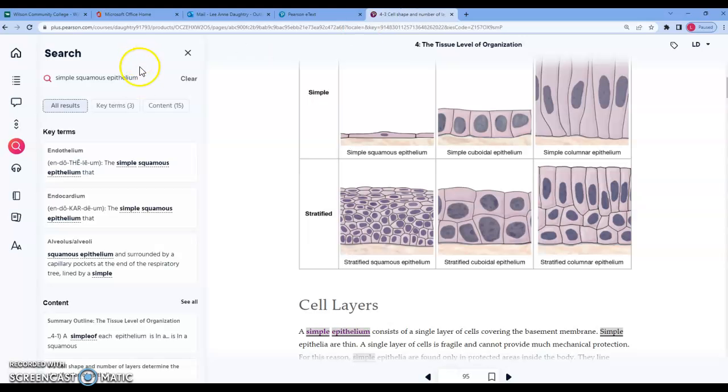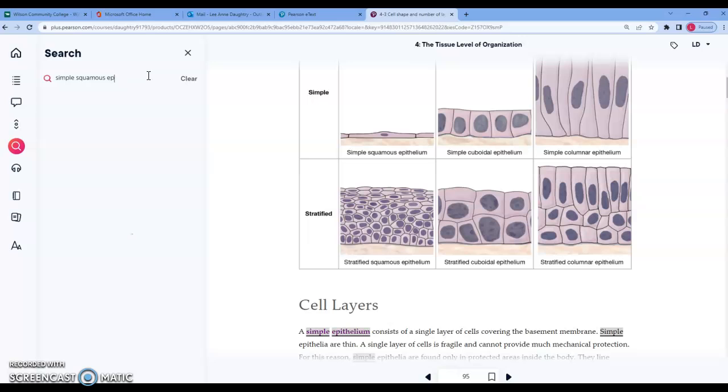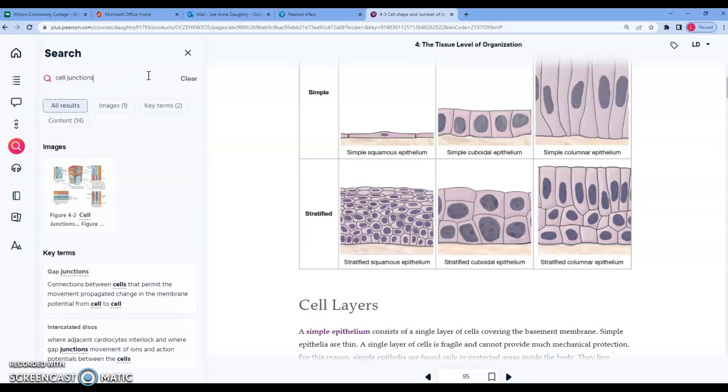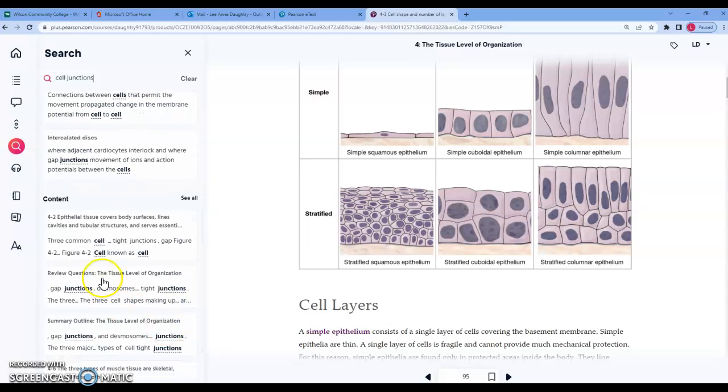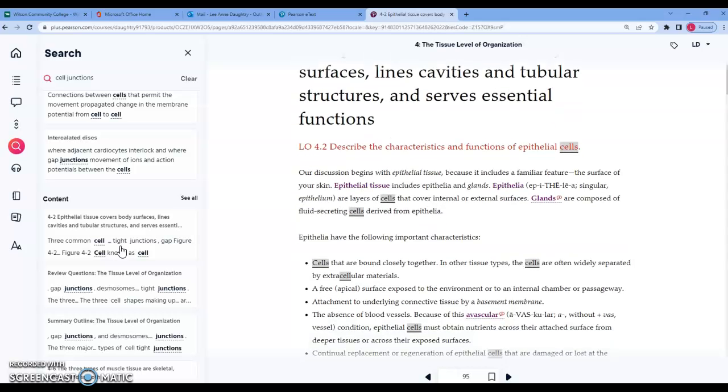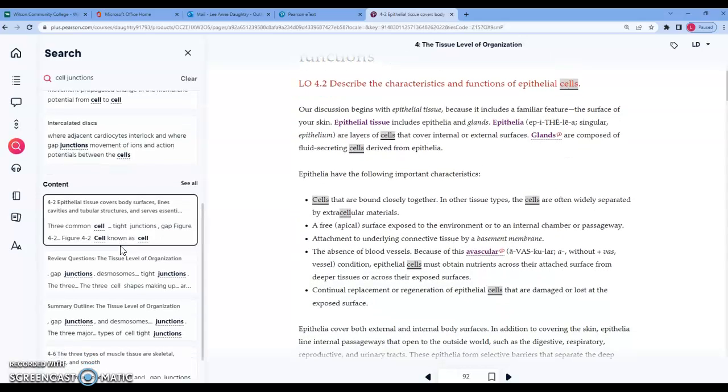So let's find cell junctions would be the topic here. And gap junctions, intercalated disc. Here we go. That was section 4-2, which is the previous section. Okay, so going here.